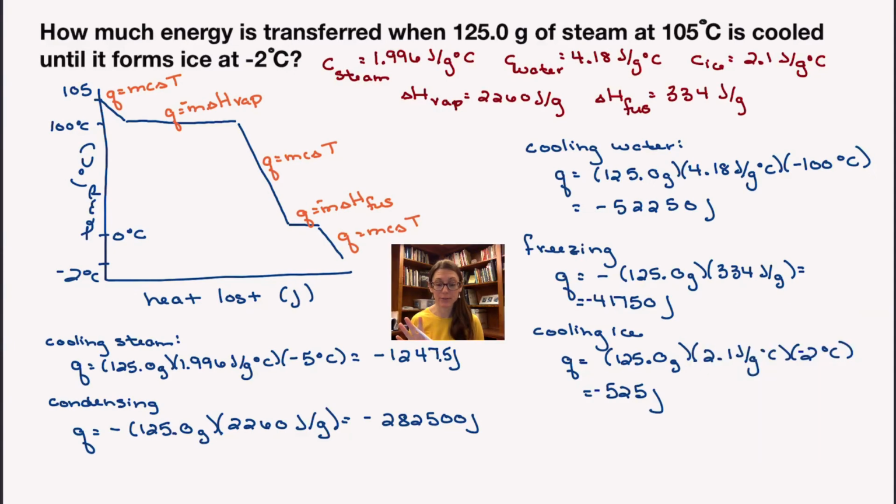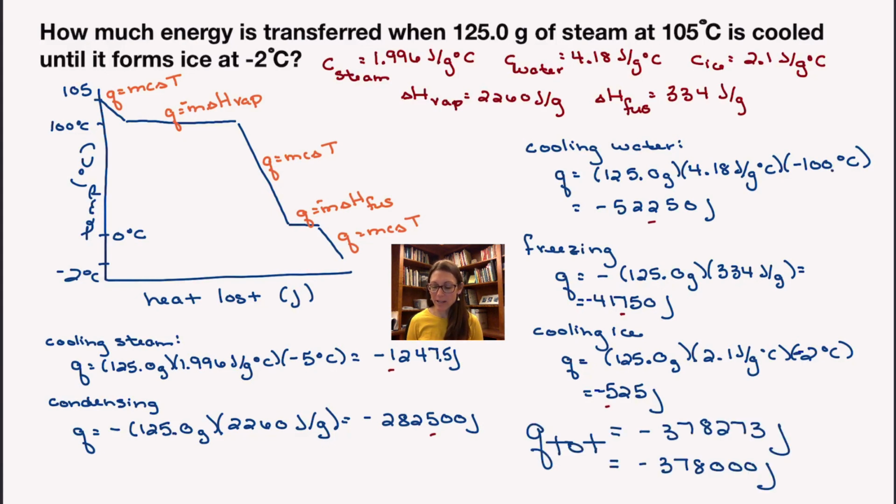Okay, so that was 5 different equations. I calculated the heat necessary to cool the steam down, to condense the steam into liquid water, to cool the water, to freeze the water once we've gotten down to 0 degrees Celsius, and then to cool the ice down further. So not crazy, just keep track of all the pieces, and then all you have to do to finish this problem is add it all together. Please note, these are all negative numbers, so I should have a big negative number when I'm done. So let's do that. Okay, adding it all up, you get a negative 378,000 joules, which is negative 378 kilojoules.